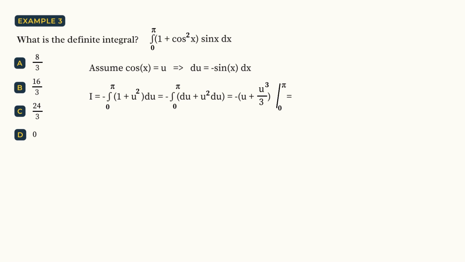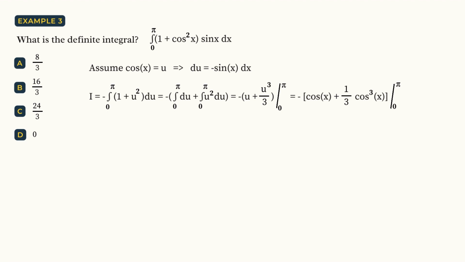This equals the integral of du, which equals u, plus the integral of u squared, which equals u to the power 3 over 3. And of course, we have the minus in front. So now we can go back and substitute u with the initial cosine x. Let's go ahead and do that. We'll have minus in front, cosine x plus 1 over 3 cosine power 3 x, and the upper and lower limits are from 0 to pi.